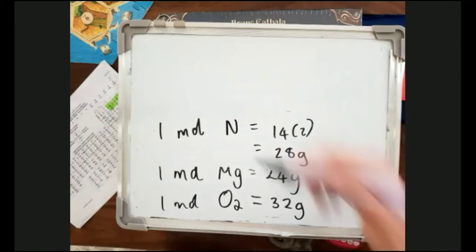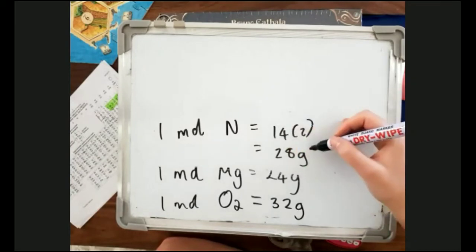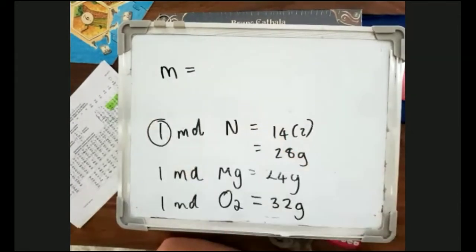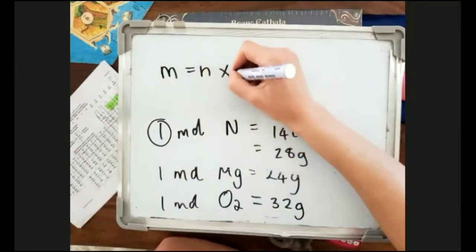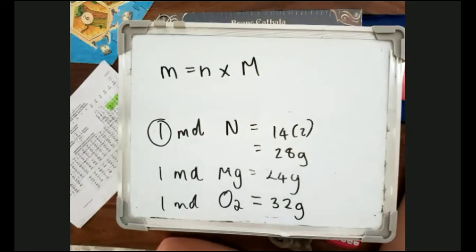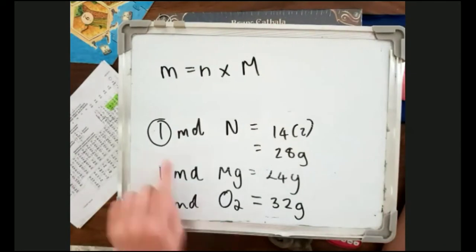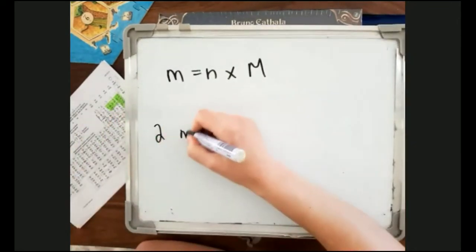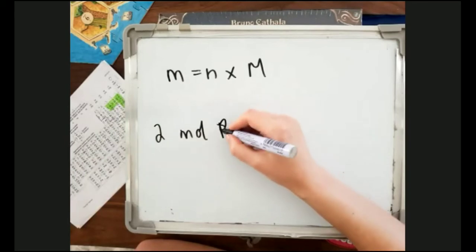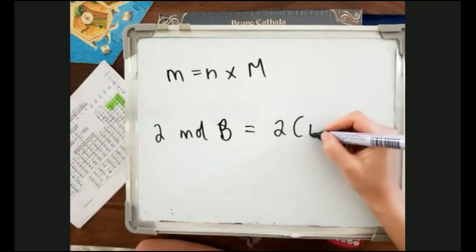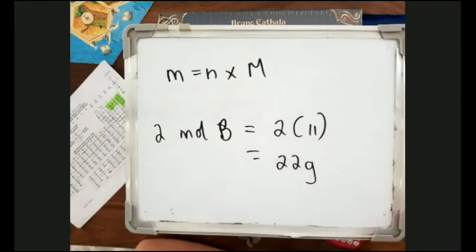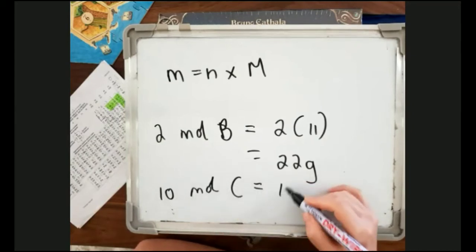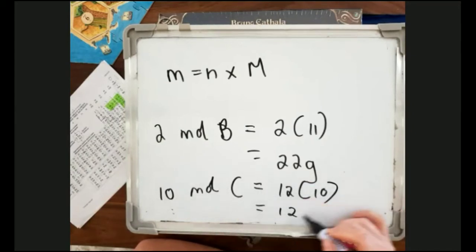Okay, so if you wanted the mass of a substance, you will go the mass, small letter m, is equal to how many moles you have times by big letter M, capital M, so molar mass. So if you had, for example, let's say that you had 2 mole of boron, then it would weigh 2 times 11, so 22 grams. Let's say that you had 10 moles of carbon, then it would weigh 12 times 10, so 110 grams.